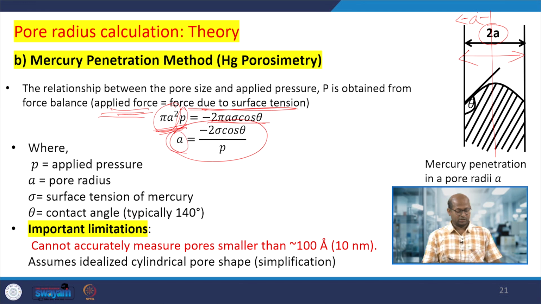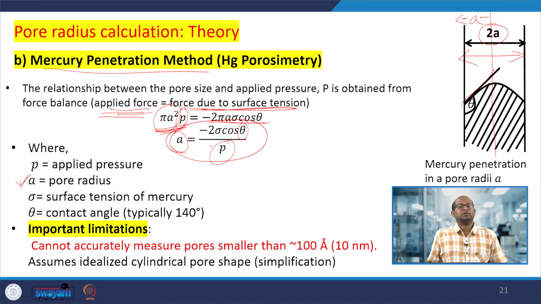So, to find the pore radius in this particular method, the mercury penetration method, if you know the contact angle theta, the applied pressure, and the surface tension of mercury, which we know, then we can find the pore radius or pore diameter.